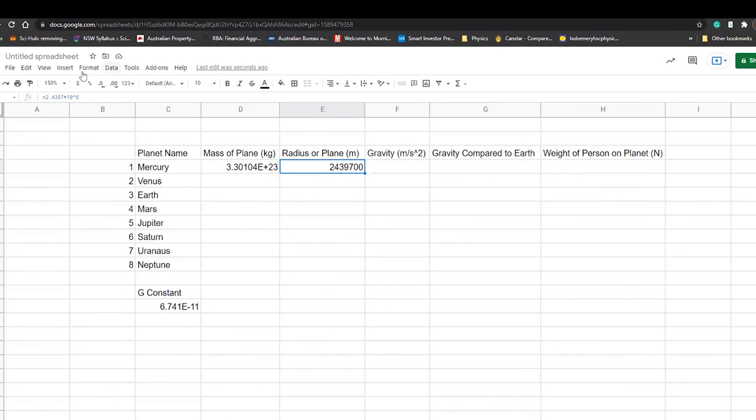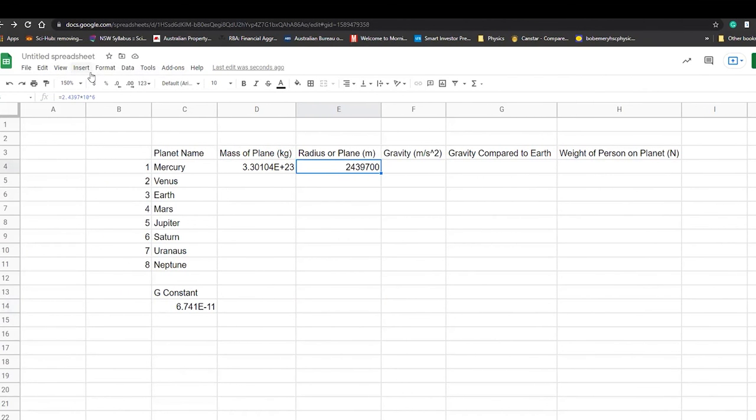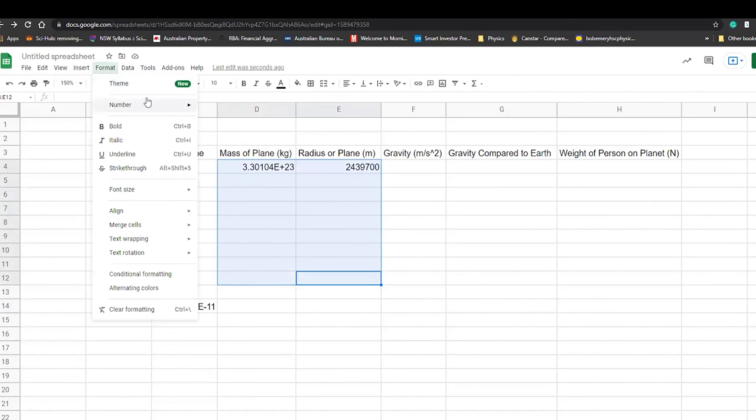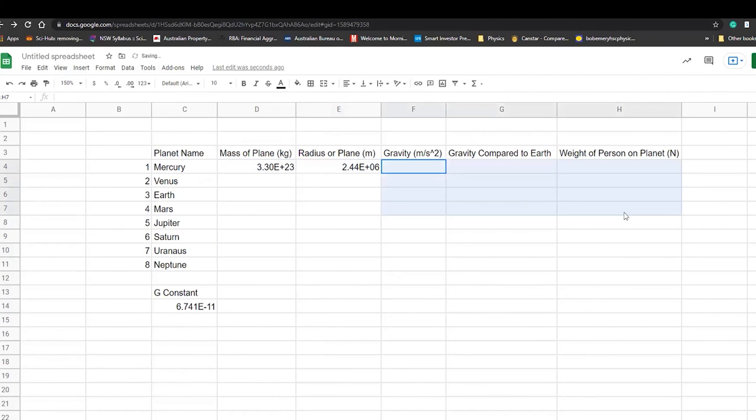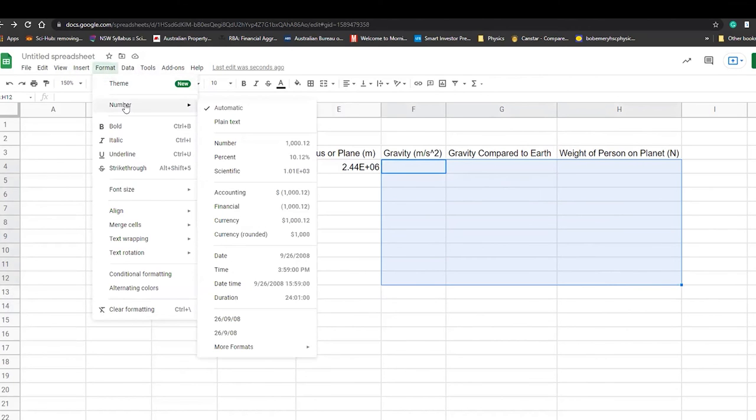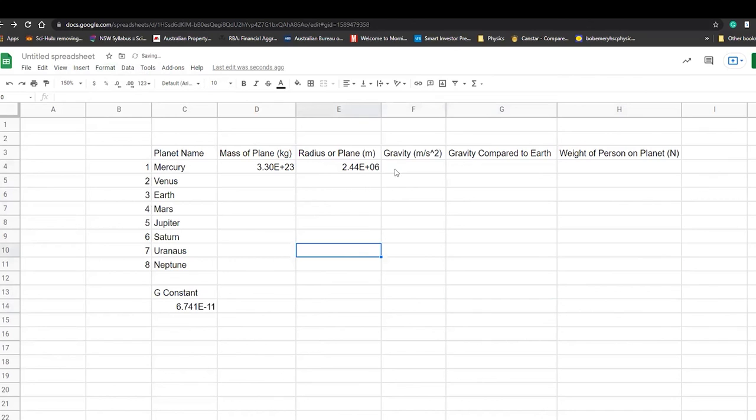Okay, guys, keep your eyes peeled on the various formats. So for these ones, we decided to go with scientific notation. For these ones, we won't need scientific notations. We want just a clear number. So we'll format that. Just a number. That's all we want.